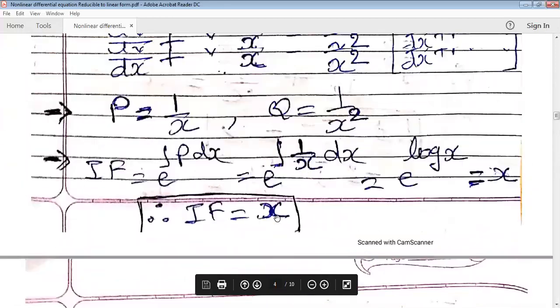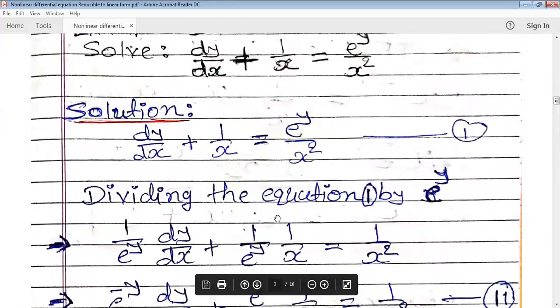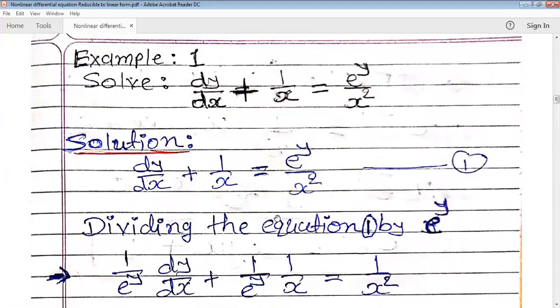Students, again, please go through my last lecture if you don't understand. See, this is our main example. This is a non-linear example. Why a non-linear example? Because on our right hand side there are two functions, a function of x into a function of y. So this is our non-linear example.